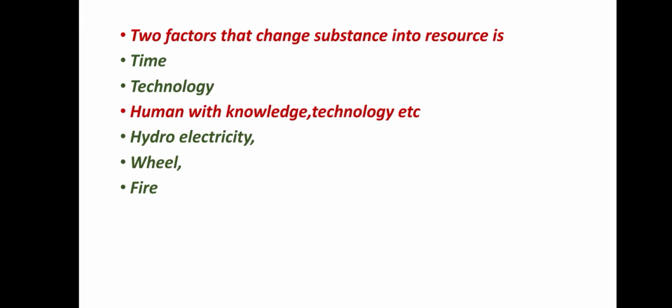Definitely, only humans are making all these substances into resources. So we need some knowledge and we want to know about some technological changes. So, for example, water is coming from a dam. We are using that for creating electricity. That is called hydroelectricity. Without human, whether it is possible? No. Without technology, whether it is possible? No. So these two are important factors, human knowledge and technology.